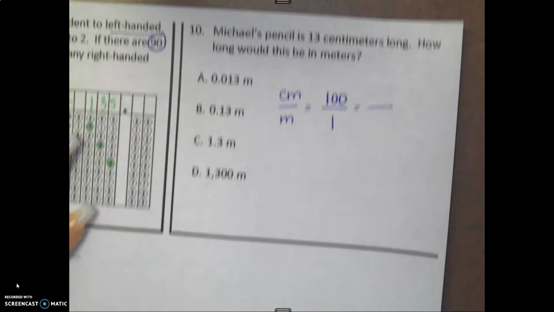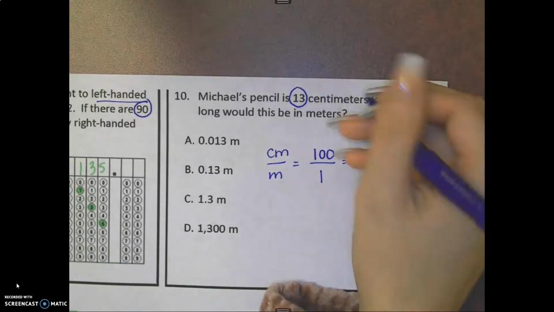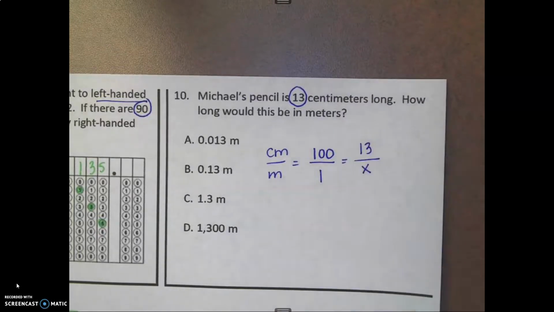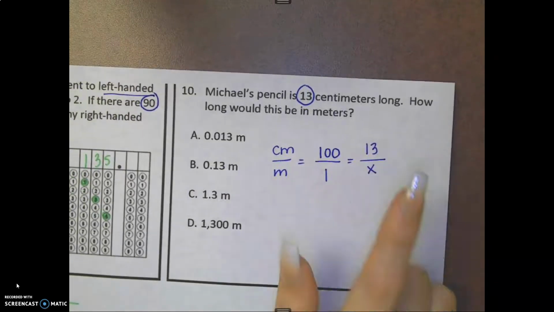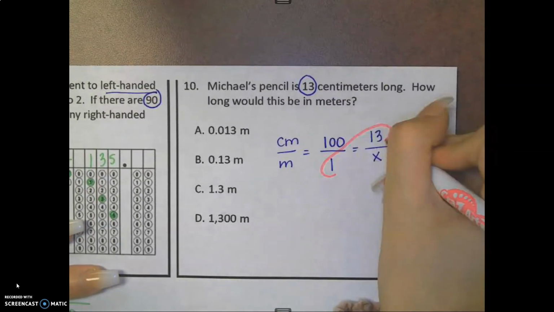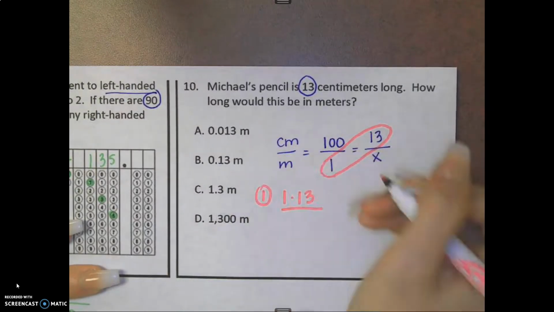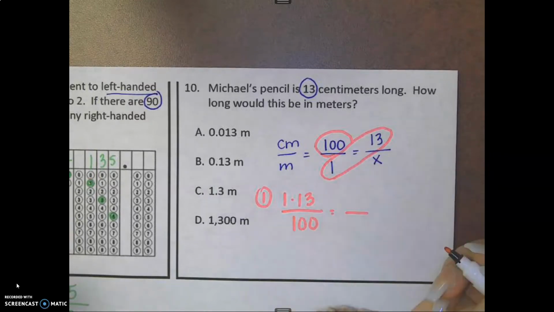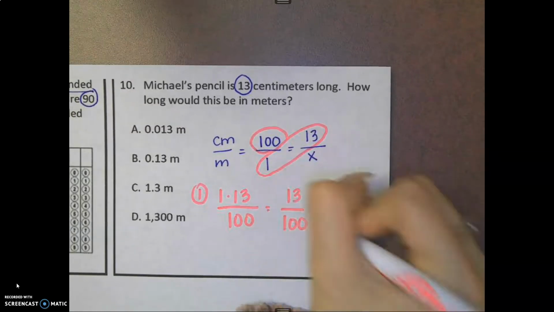And then we look back to our problem, and we have the number 13. And since it's centimeters, that's going to go on the top. And we're looking for this. So then there's no relationship from 100 to 13. So I'm just going to do bat and ball. So my bat would be 1 times 13 divided by my ball, which is 100. So if I multiply 1 times 13, I get 13, and then I divide by 100.